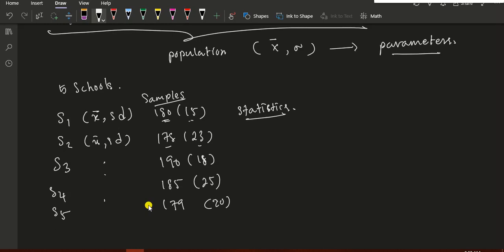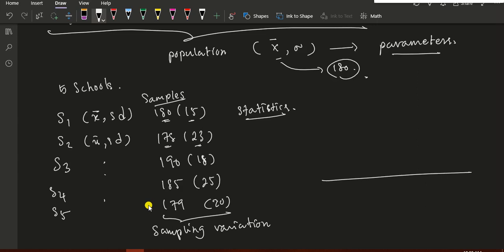Now for each sample, you can see that its mean and standard deviation are quite different from other samples. This is called sampling variation, because there is a difference in each sample. Okay, so say the population mean is around 180. This is the population mean.